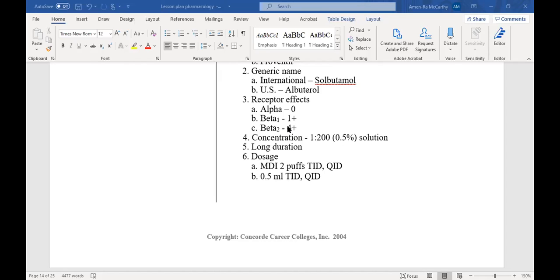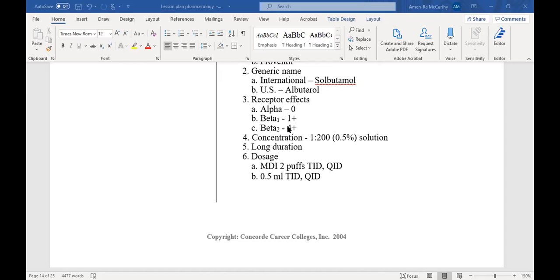But it does have some beta 1, right? So that means not only are we going to get massive amounts of bronchodilation, but we're still going to get that nagging beta 1 effect. The heart rate may go up a little bit. You know what I'm saying? Like if their heart rate is already 110, 115, you might not want to give them albuterol. Sometimes the doctor will only give them the Atrovent, or they may even go to the Xopenex, right?